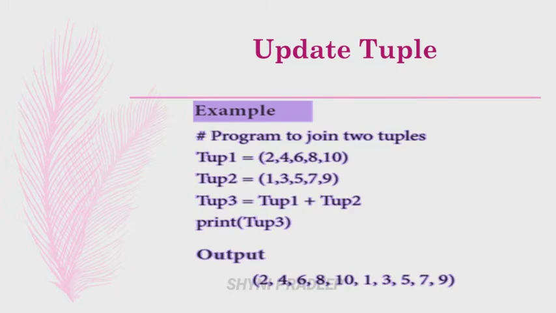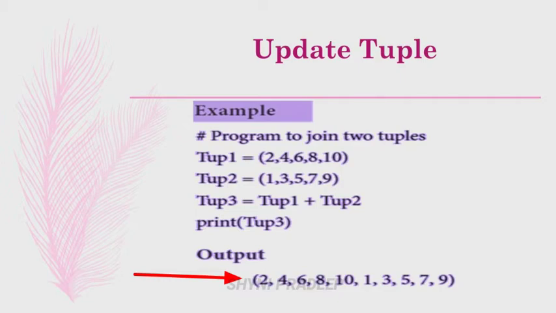You cannot update the tuple elements because the elements of a tuple cannot be changed, but you can join two tuples. See this example. Tuple 1 is equal to 2, 4, 6, 8, 10. Tuple 2 is equal to 1, 3, 5, 7, 9. This is one tuple, this is another tuple. If you want to join these two tuples, you have to create another tuple, that is tuple 3 is equal to tuple 1 plus tuple 2. So when you print this tuple 3, tuple 1 and tuple 2 will be added in this tuple 3. See here, the tuple 1 and tuple 2 elements are added in tuple 3.